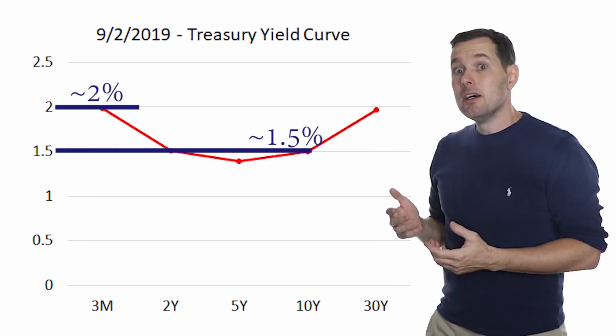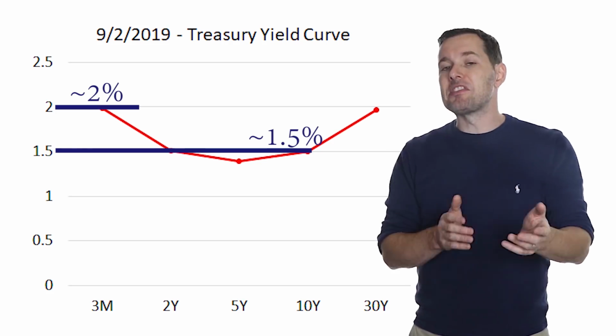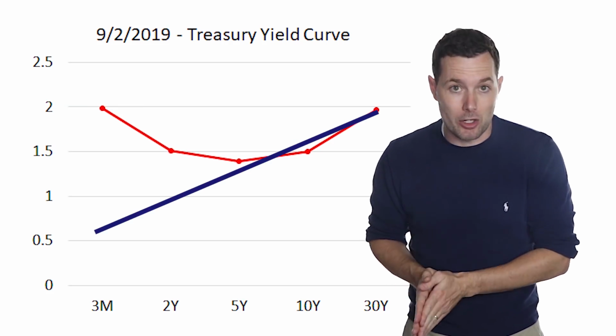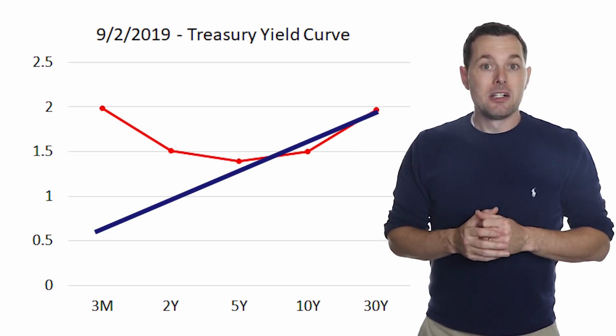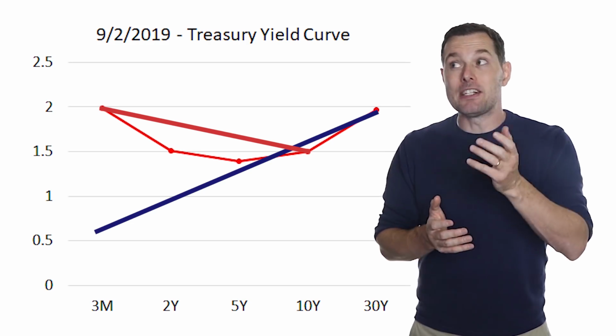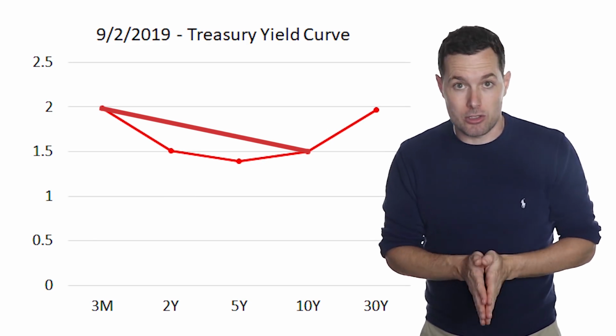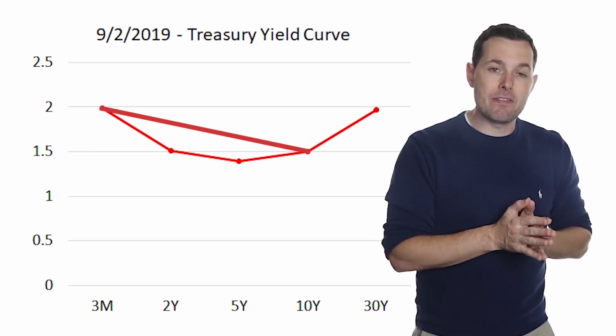Clearly, this isn't right, because if we're going to lock up our money for a longer period of time, we should get paid. We should be compensated for risking our capital for longer. Now, this is the way a yield curve is supposed to look. So the fact that right now short-term rates are higher than long-term rates is why they call it an inverted yield curve. And like I said, nearly every recession has been preceded by an inverted yield curve.